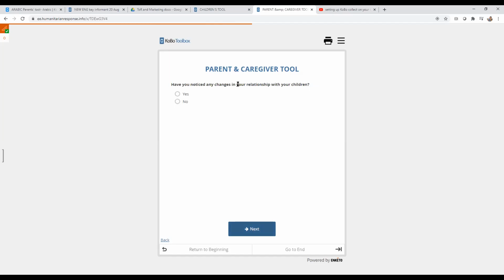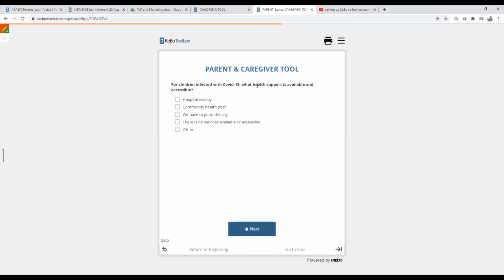Here, have you noticed many changes in the relationship with your children? Yes. You have to explain how. And with no, it goes on to the next question. Have you noticed a change in behavior of other parents, guardians towards their children? The same thing, maybe I don't know. And then it goes to the next question.